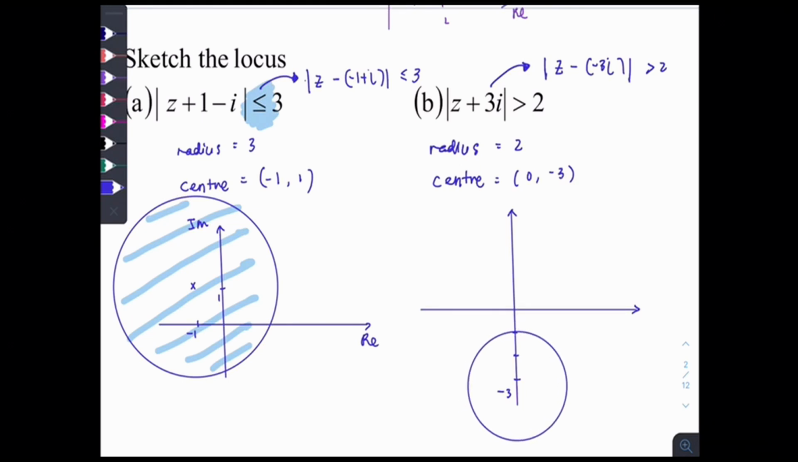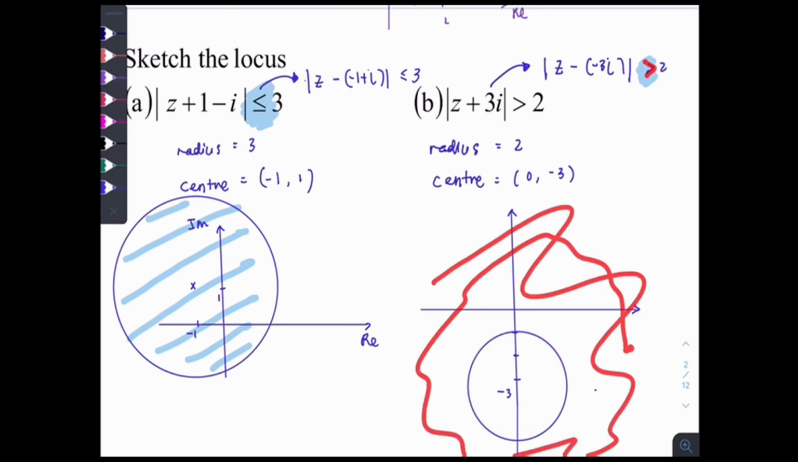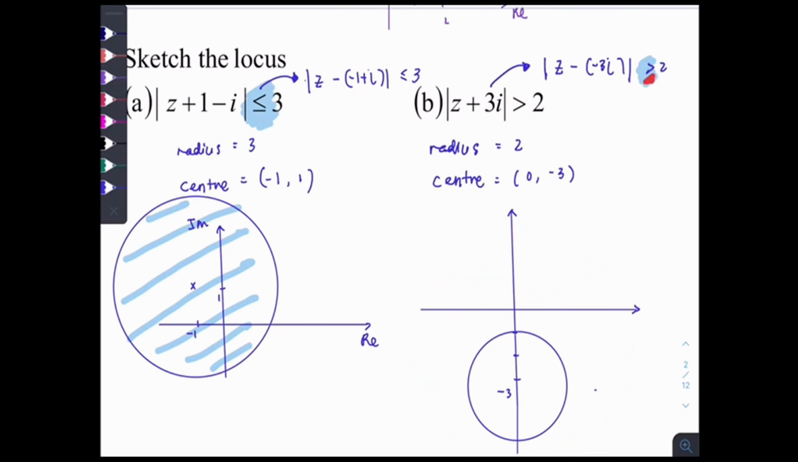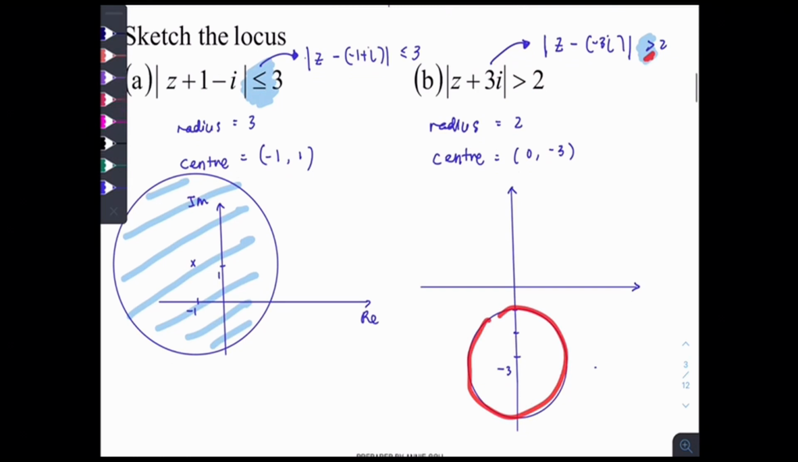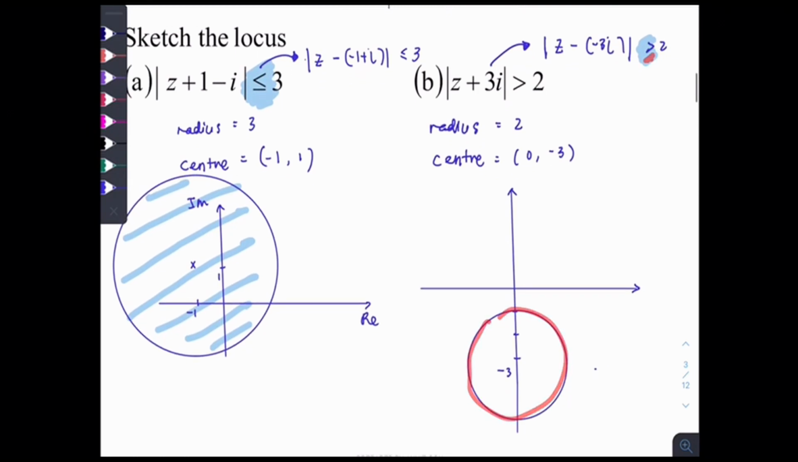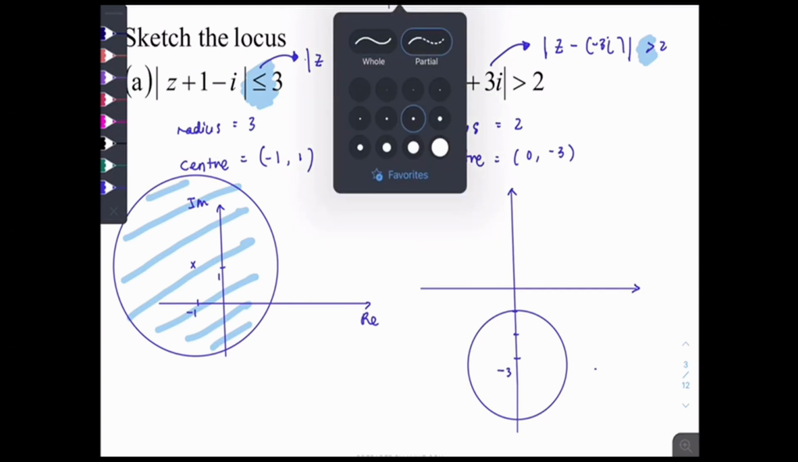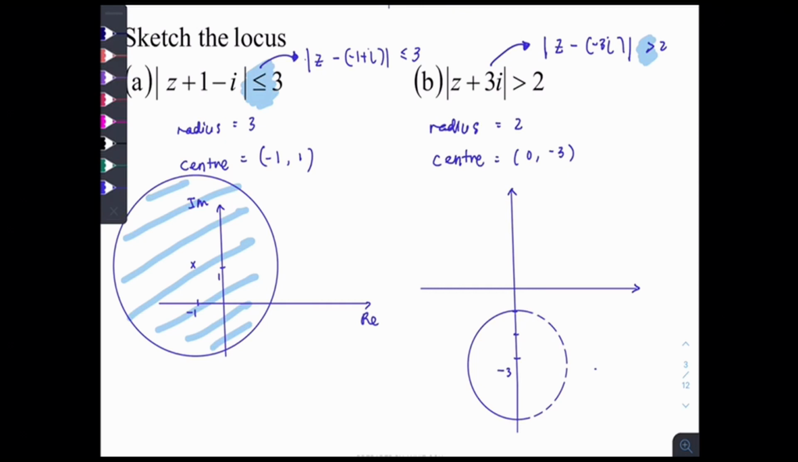Okay, so since the inequality shows more than 2 and it's without the equal sign, it's not more than or equals to 2, because when it's equals to 2 it means the circle, but now they only want more than, meaning outside of the circle. You only need to shade outside the circle, but the problem is there's no equal sign. That means they don't want to include the circle's line. So what to do in this case is, instead of drawing the circle in solid line, we got to draw the circle in dotted line, because the circle is not included.